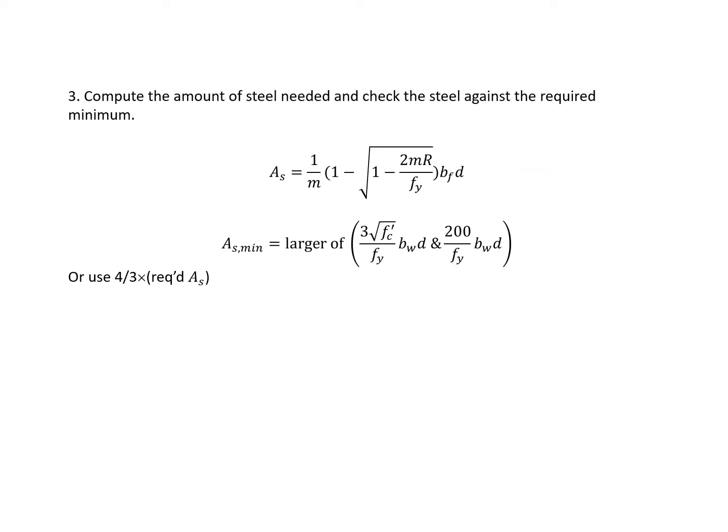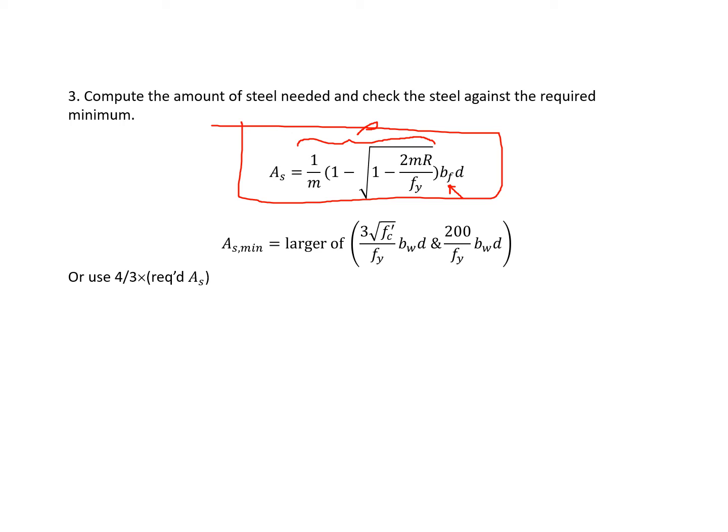Now plug those into the equation for AS, and we get that the area of steel needed is 1 over m, times the quantity 1 minus the square root of 1 minus 2mR over Fy, multiplied by Bf times d. Again, pay attention to Bf. Sometimes in my lecture videos, I call this portion of the equation the steel ratio rho. So it's a steel ratio rho multiplied by the effective area.